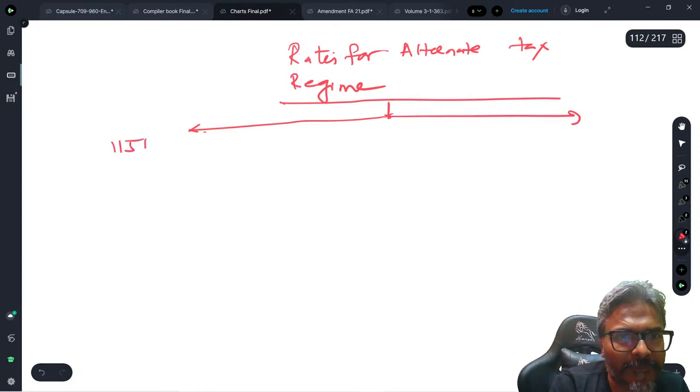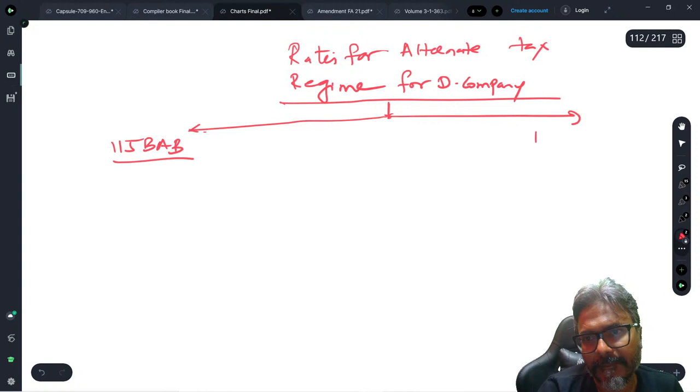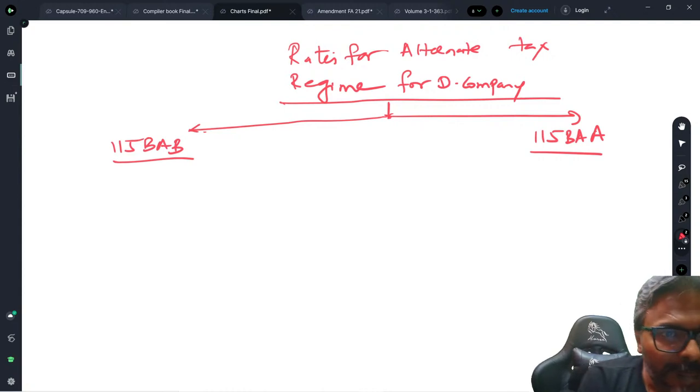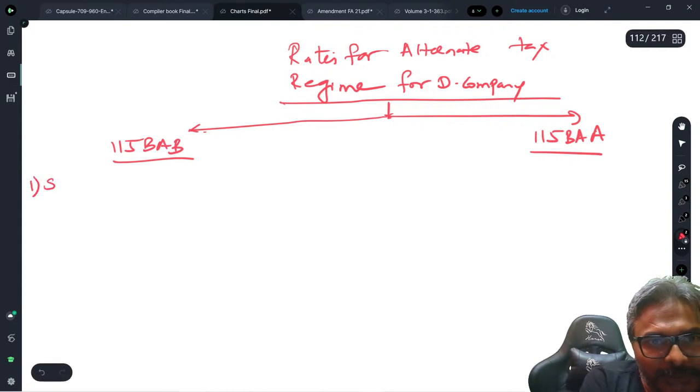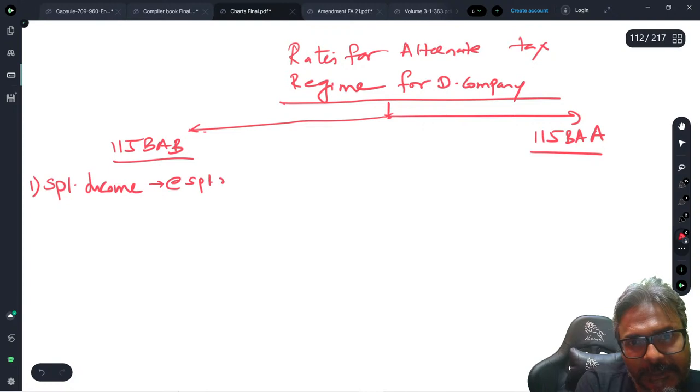So if you have opted for 115BAB, or you have opted for 115BAA, the first is a special income, the special income at special rate.